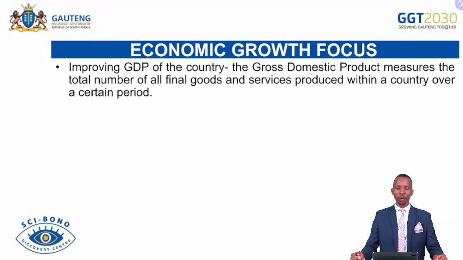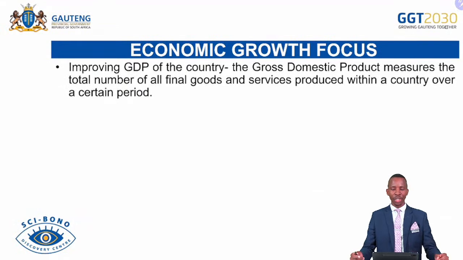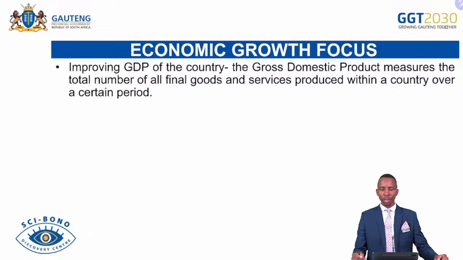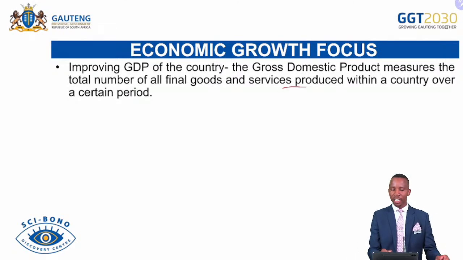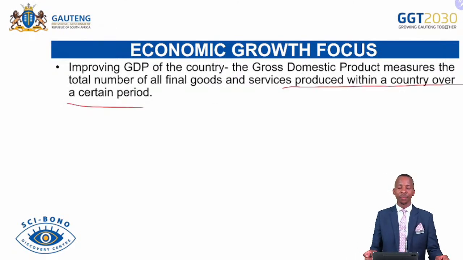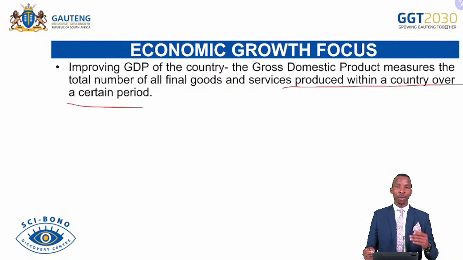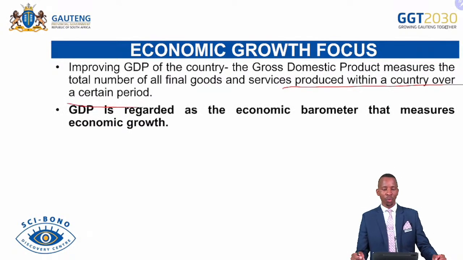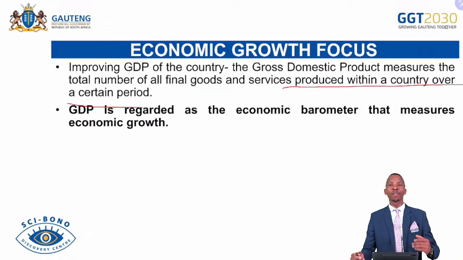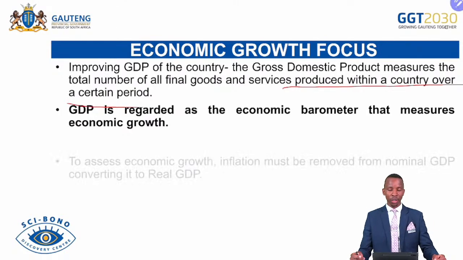So economic growth focuses on the following: improving the GDP of the country. The gross domestic product measures the total value of all final goods and services produced within the country in a given period of time, usually a year. So the main focus is to improve GDP, and GDP is regarded as the economic barometer that measures economic growth. GDP is the one we use to measure the level of economic growth, because as GDP increases, we can predict that in the near future we will come across improved economic growth.